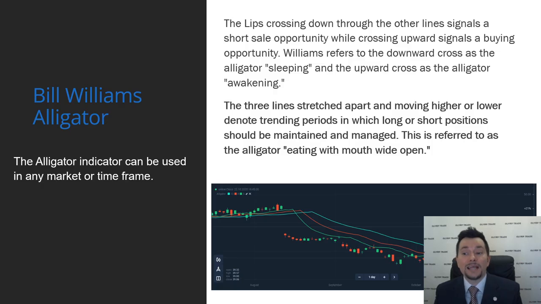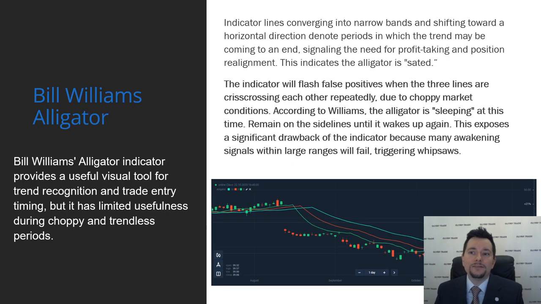This is referred to as the alligator eating with its mouth open. Now, moving on, if the indicator lines converge and narrow and come together again in a horizontal direction, that means that the period of trend has come to an end. So it's a good time to take profits and kind of shift your positions. This indicates that the alligator is satiated and that the market has finished moving.